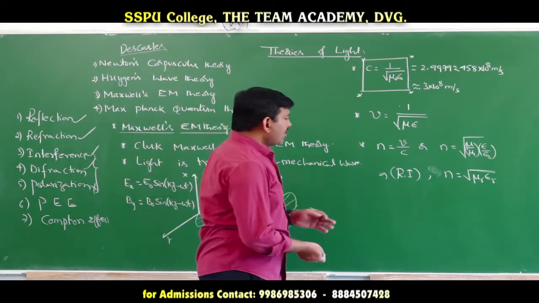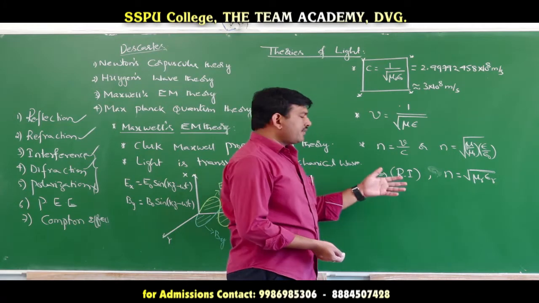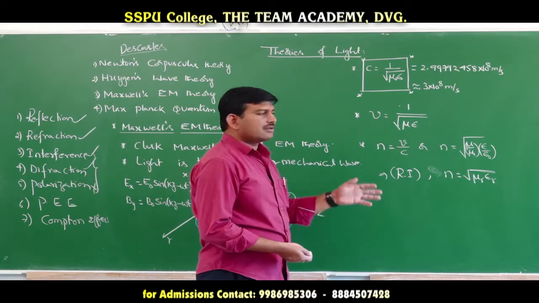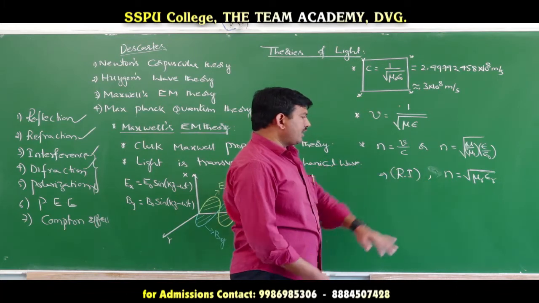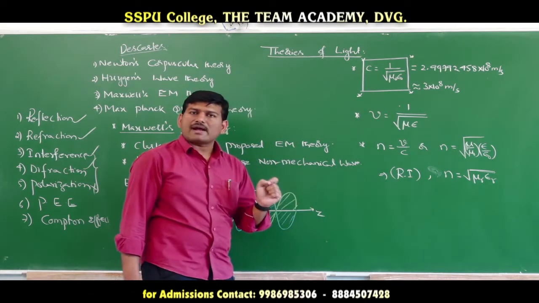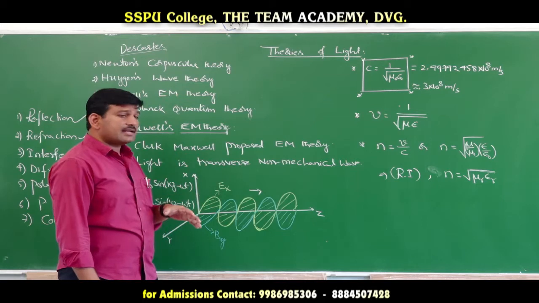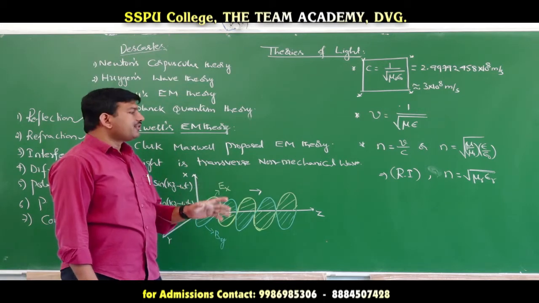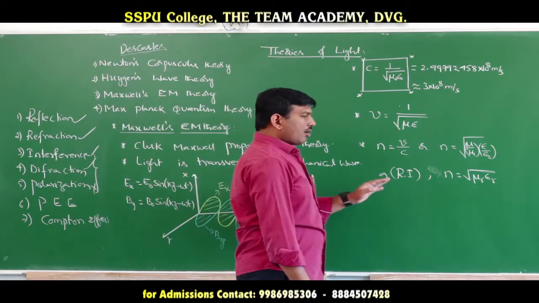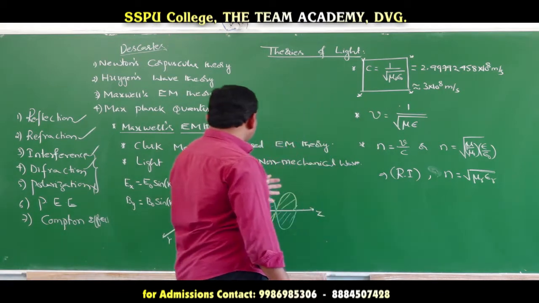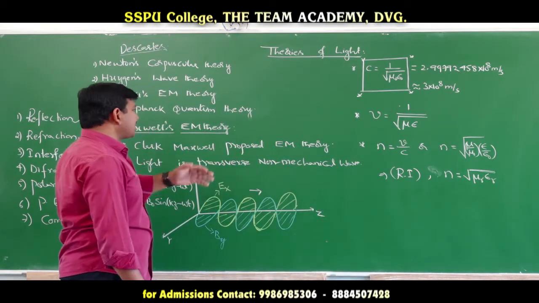Just like the density term, we will be having the optical density in the optics chapter. So, optical density is also called refractive index. Using this electromagnetic wave theory, we are able to calculate the optical density theoretically, knowing the electrical nature and magnetic nature of that optical medium. So, these are the successes of Maxwell's electromagnetic theory.